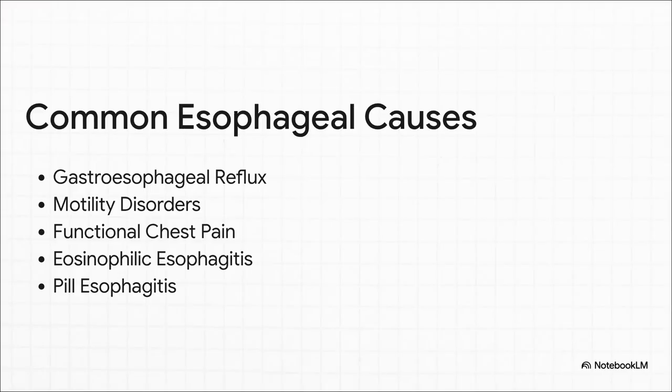GERD, like we said, is the big one, by far the most common. But we also have to keep esophageal motility disorders, functional chest pain, eosinophilic esophagitis, or EOE, and even something as simple as pill esophagitis on our radar. Each one has its own little signature.